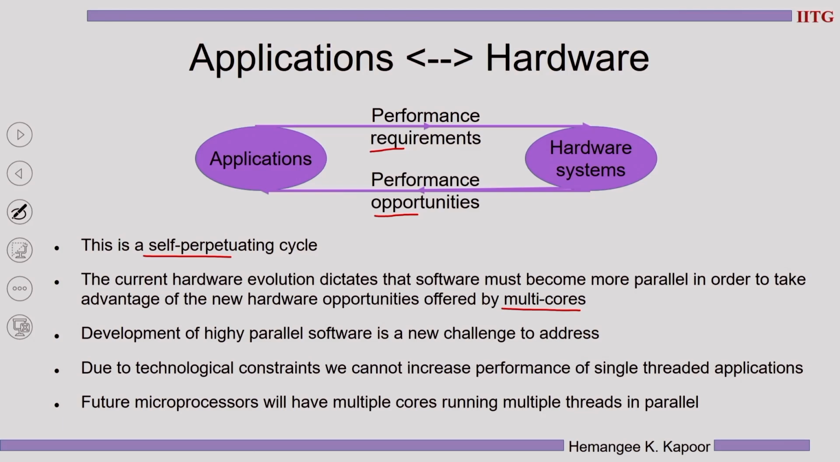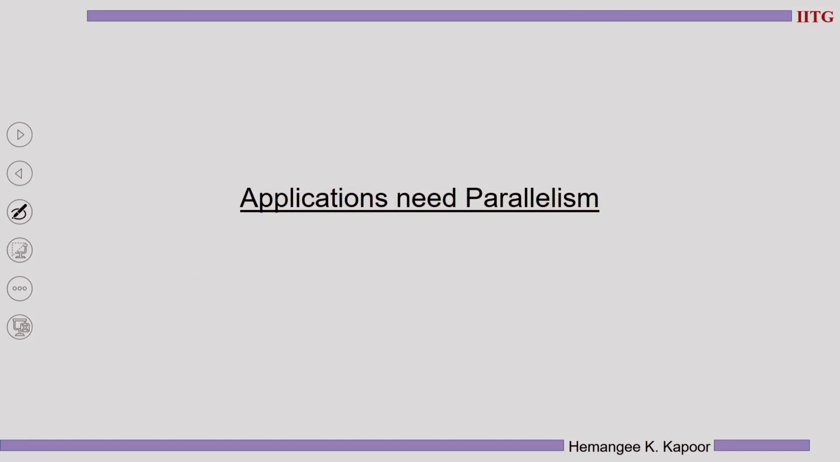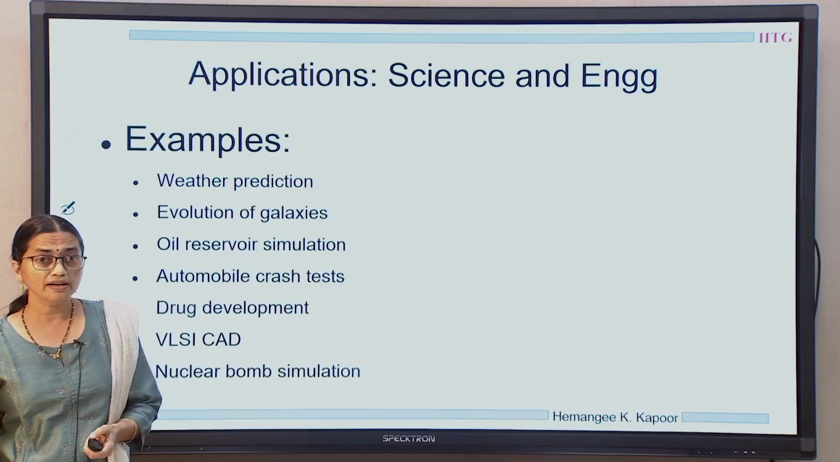right? And so why multi-cores? Because the technology constraints which we will see shortly are driving towards multi-core. In other words, single threaded applications can no longer be speeded up at the same rate which we were doing earlier. So future processors will have multiple cores running multiple threads in parallel. So multiple cores and multiple threads. So this is why we would need parallel architectures and why we need to understand how they are designed, developed and managed. So, some motivational examples of why applications would need parallelism.